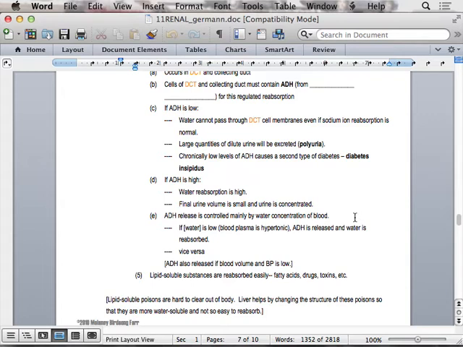Good? Okay. What if ADH is high? If my ADH is high, then water reabsorption is high. It will follow sodium at the distal convoluted tubule. And then the final volume of urine is really concentrated and really small and usually really stinky and really yellow, right? Does that make sense?